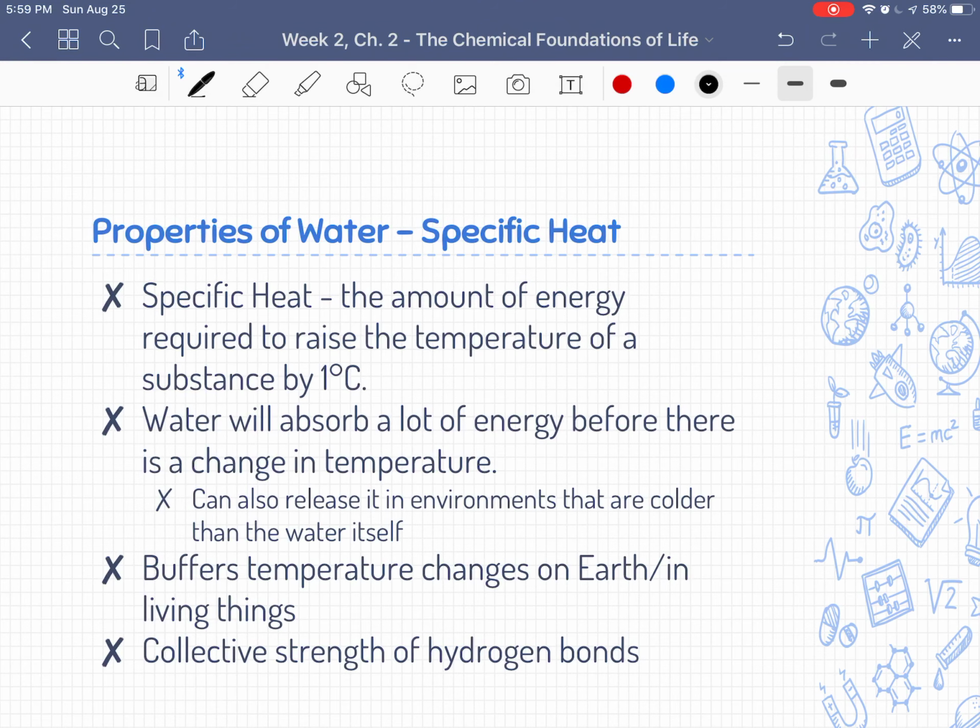All right. Another property of water is specific heat. Specific heat is the amount of energy that it takes to change the temperature of a substance by 1 degree Celsius. Water will absorb a lot of energy before you can see an increase in temperature.